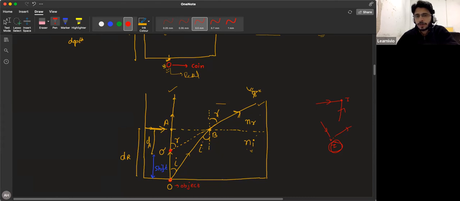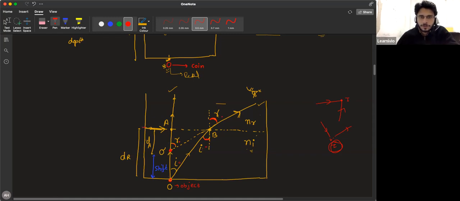So this is the angle of incidence. This is the angle of refraction. If this is refraction, then this is also refraction. This angle and this angle are corresponding angles. If this is i, then this is also i. Alternate angle.